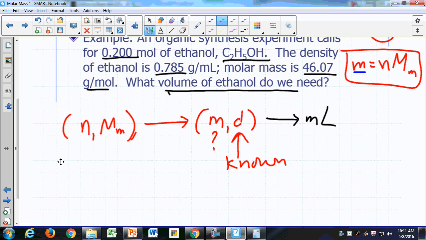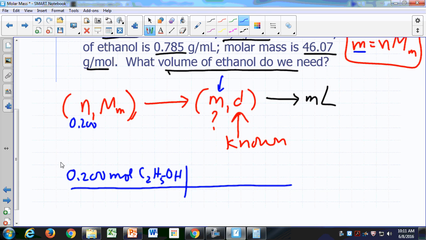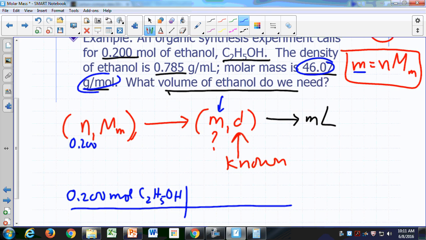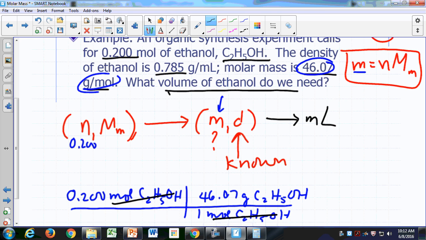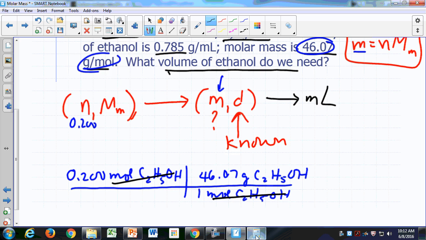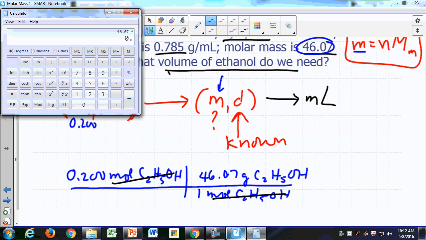All right, so let's work this out. The number of moles is given, 0.200 moles of ethanol, C2H5OH. I change that to mass in grams using the molar mass, which is 46.07 grams per mole. So times 46.07 grams in 1 mole of ethanol. If I did that calculation, I'll get my mass in grams, which at this point would be 46.07 times 0.2, which is 9.214 grams.